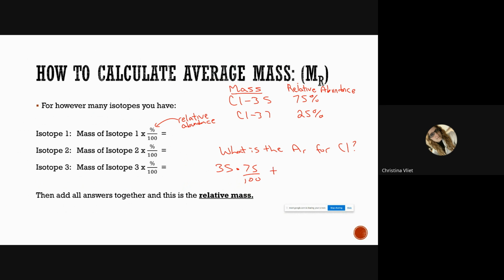Then you go to your next isotope, isotope 2. Your next isotope has what mass? 37. And then you multiply by 25 over 100. I only gave you 2 isotopes, so you only do this process twice. If you had 4 isotopes, you would do this process 4 times. Go ahead and work this out in your calculator and see what you get. You should get something very close, not exact because I rounded, but very close to the average atomic mass on the periodic table. What do you get? 35.5.